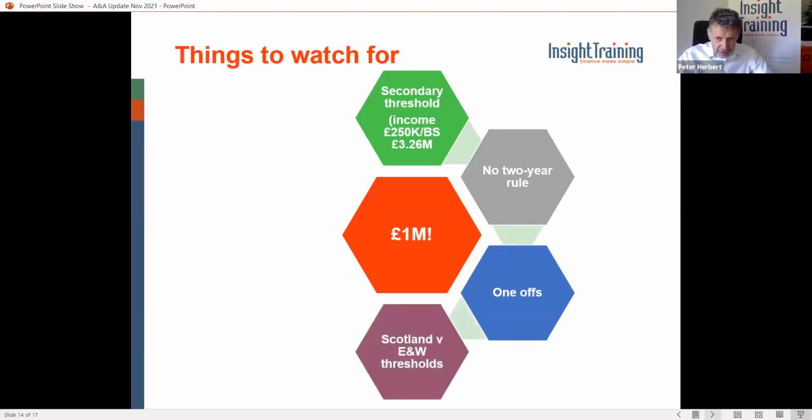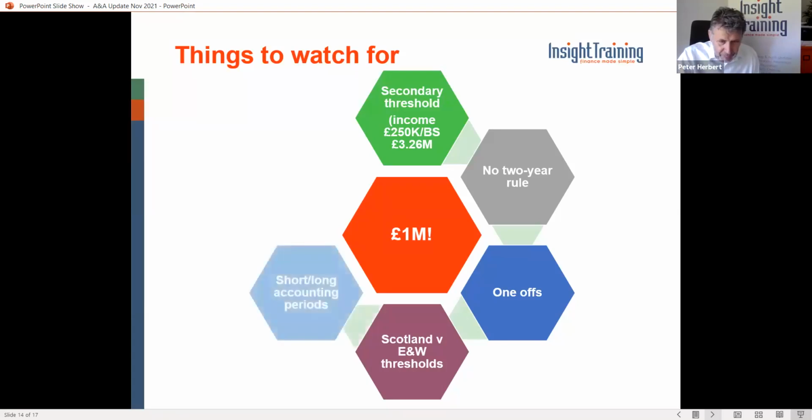The limits north of the border are different. The audit limit north of the border and the limit for consolidated accounts north of the border is 500,000, where in England and Wales it's 1 million. So again, if you are acting for charities across the border, then do remember the rules differ in those different jurisdictions.